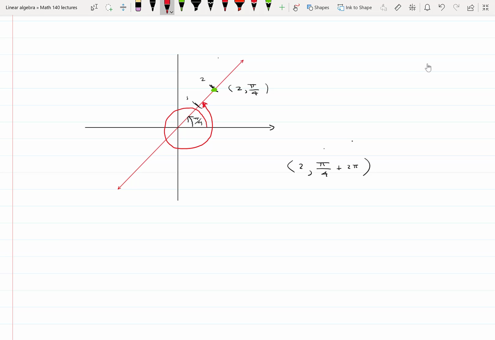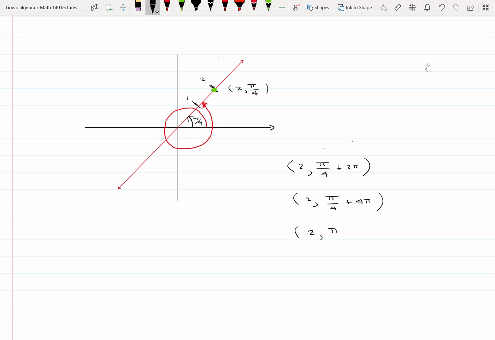Okay, well, if I move 2 units along that rotated x-axis, I get to the same point. Now what happens if I add another 2 pi to that? I have pi over 4 plus 4 pi. If I add another revolution, I'm going to get the same point if I use the same r value.